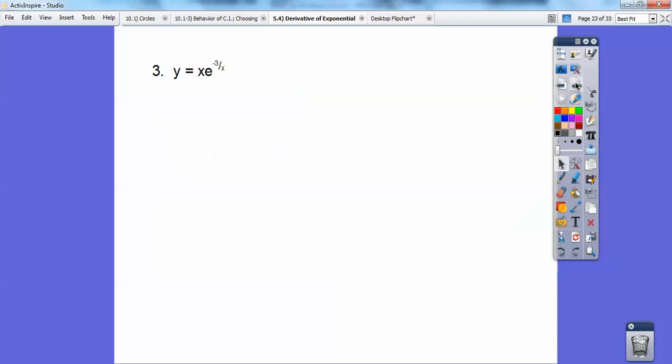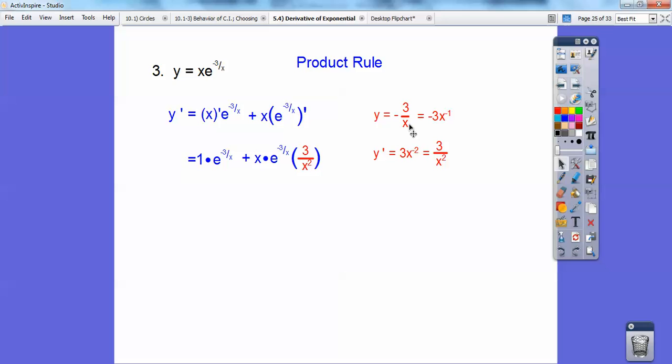All right, let's try this one here. I have x e to the power -3 over x. So this is a product rule. I'm going to do the derivative of the first times the second plus the first times the derivative of the second. The derivative of x is just 1. And then over here it's itself times the chain, and I did the chain over here. If y equals the chain, which is -3 over x, which is -3x to the -1, then the power comes down, you decrease it, it becomes positive 3x to the -2, so there's the chain right there.